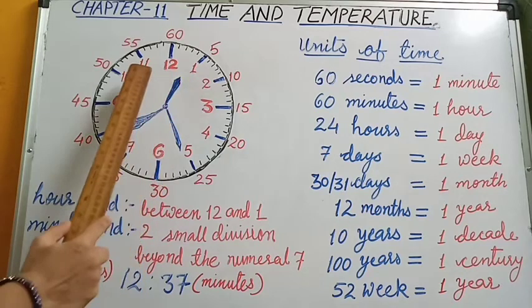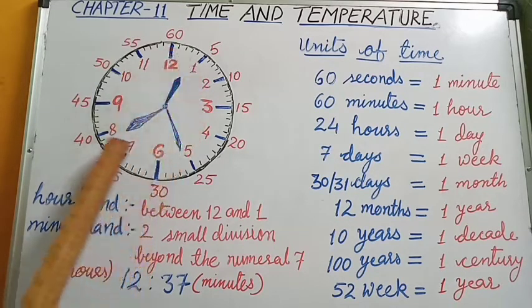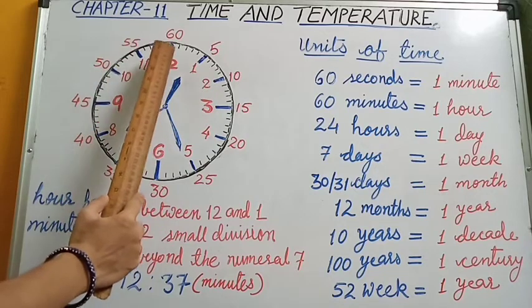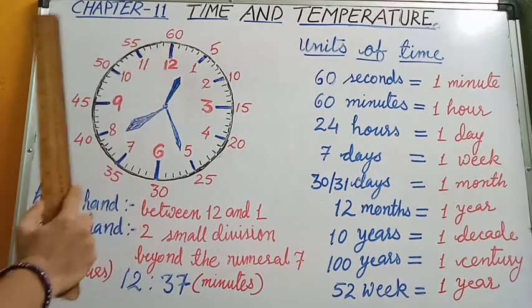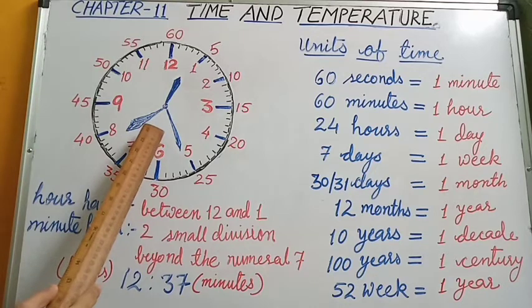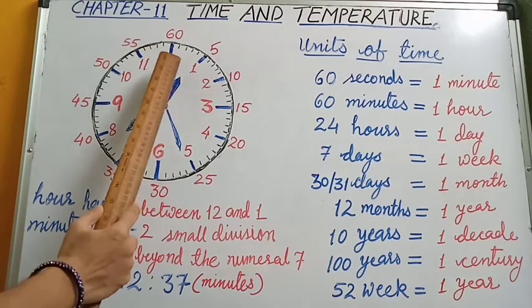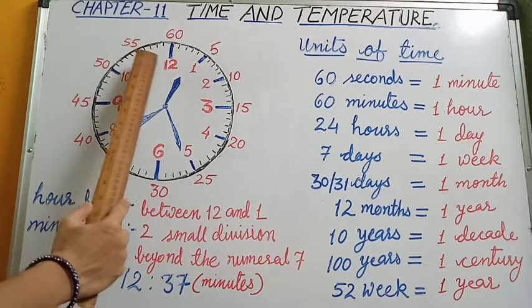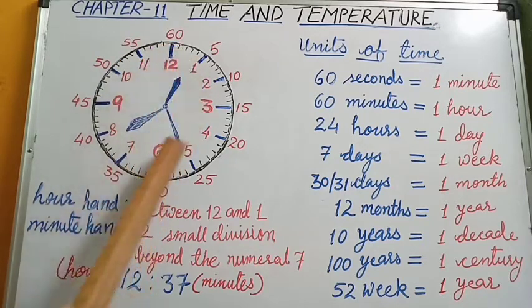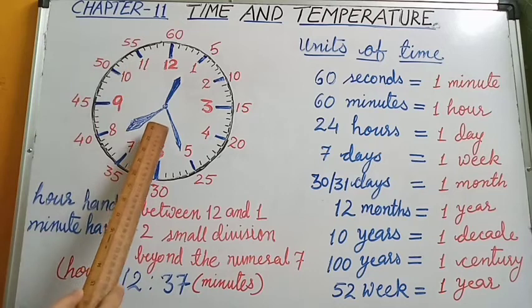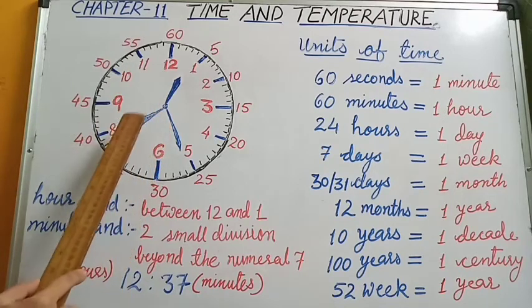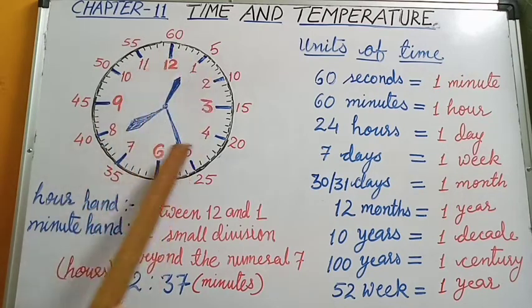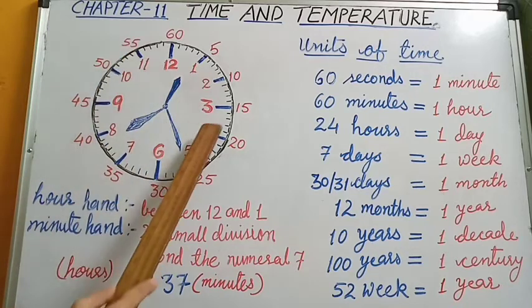And this way, in 60 minutes the minute hand completes one round of the dial, and the second hand takes 60 seconds to move from 12 and come again to 12. That means one round of the dial the second hand completes in 60 seconds, and the hour hand takes 12 hours to complete one round of the dial.